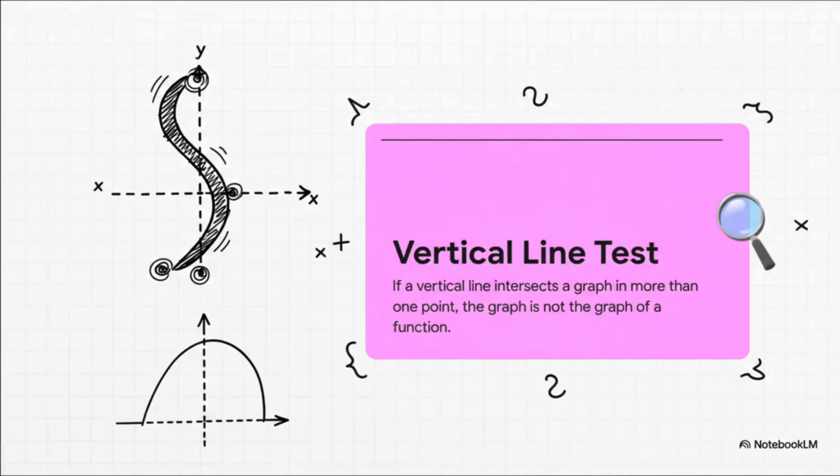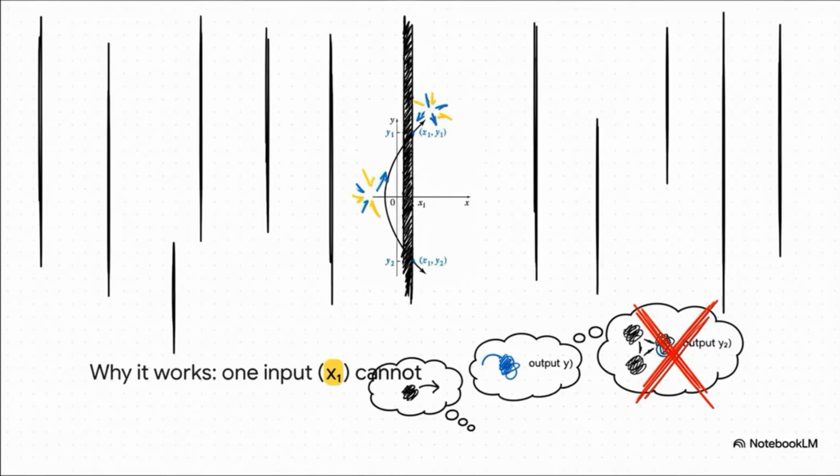If you can take a vertical line, drop it anywhere on the graph, and it hits that curve in more than one place, it is not a function. It's basically a foolproof visual cheat code. And this slide shows you exactly why this simple little test works so well.